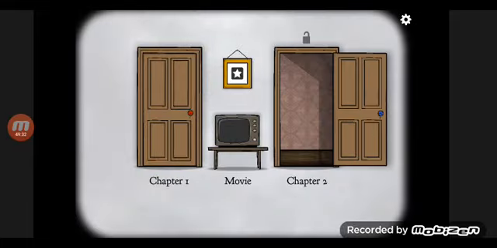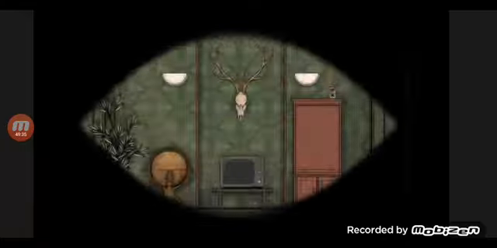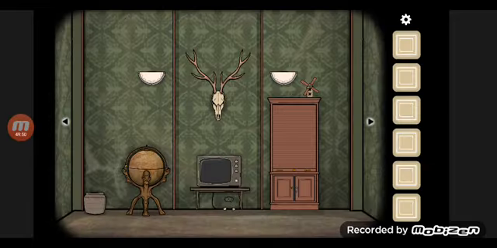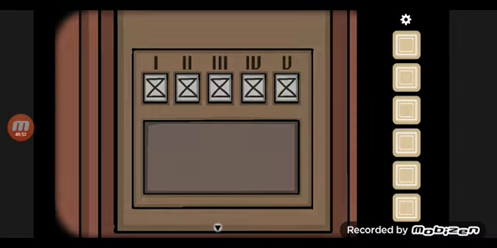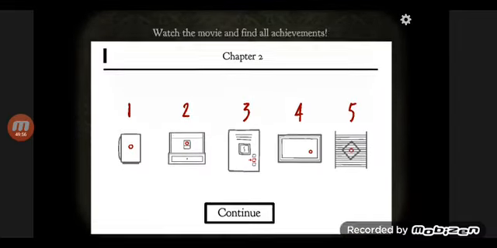Never mind. Now let's get the alternate ending in chapter 2. Let's get the alternative ending here in chapter 2. So this is the first symbol.